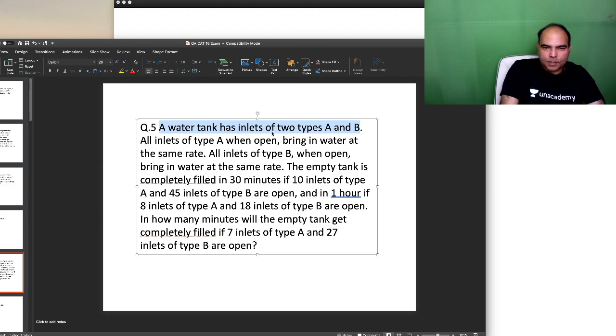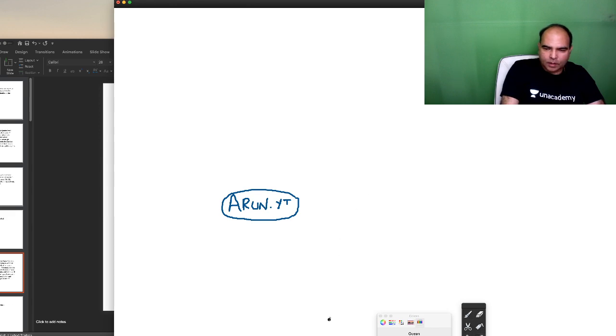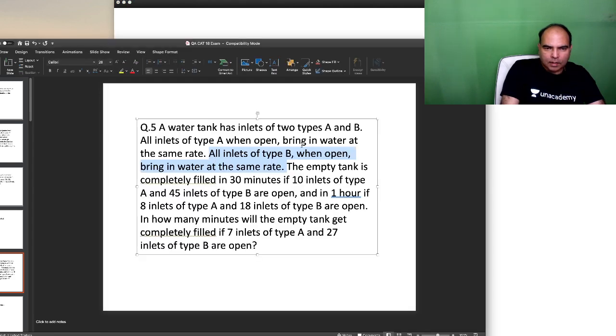So water tank has inlets of two types, A and B. All inlets of type A, when open, bring in water at the same rate. All inlets of type B, when open, bring in water at the same rate. तो इस इंफॉर्मेशन को अगर मैं यहाँ डाल लूँ अपने सॉल्विंग शीट पे, तो what I get is that there are two types of inlets, inlet A and inlet B in a water tank, and there are multiple inlet A's and multiple inlet B's, multiple numbers of those.